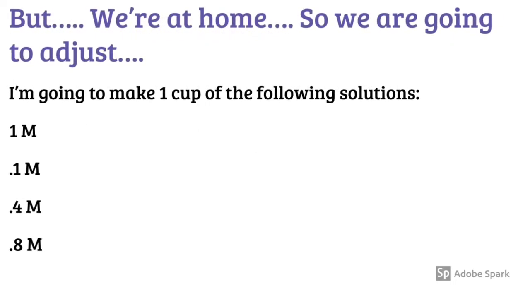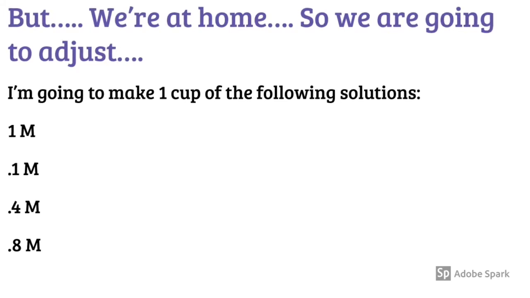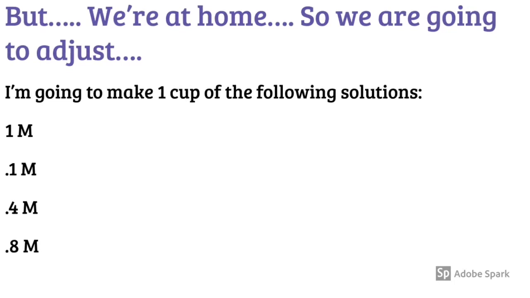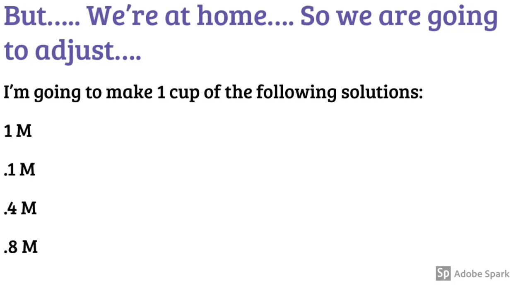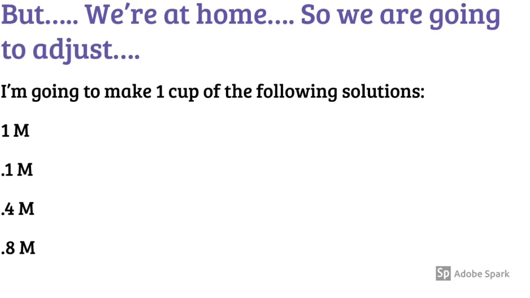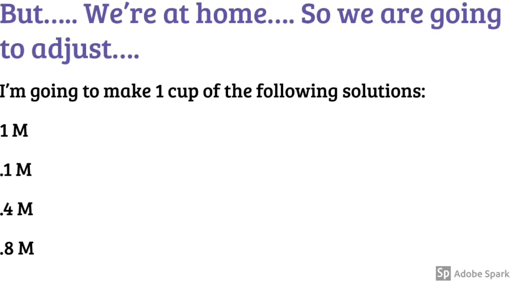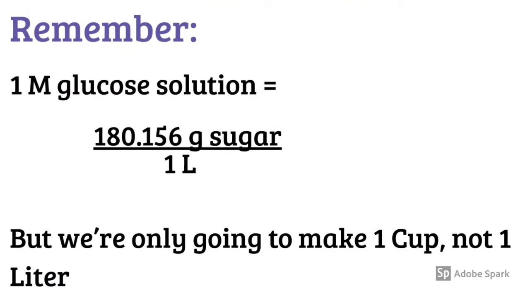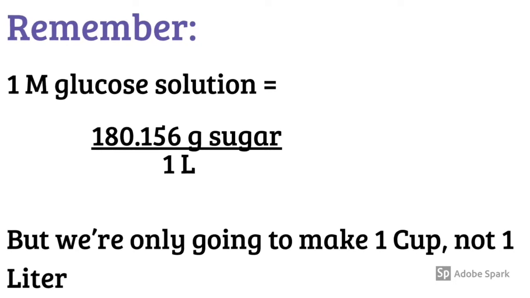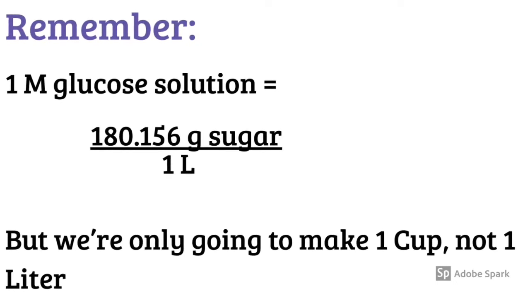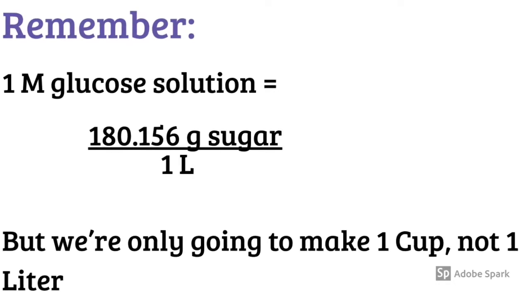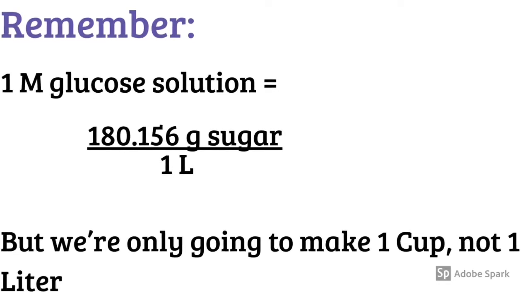But we're at home, so we're going to adjust these volumes a little bit. I'm not going to make a liter. I'm going to make 1 cup of the following solutions. I want a 1 molar concentration, a 0.1 molar, a 0.4 molar, and a 0.8 molar. So we've already said for a 1 molar solution, if I'm going to make 1 liter, I need 180.156 grams. But we're going to make a cup, not a liter. So we're going to have to do a little conversion.